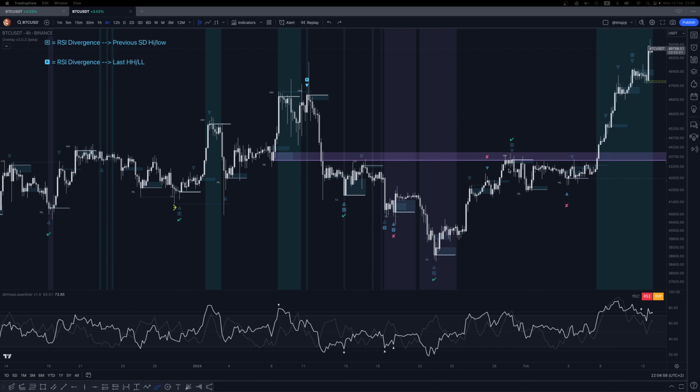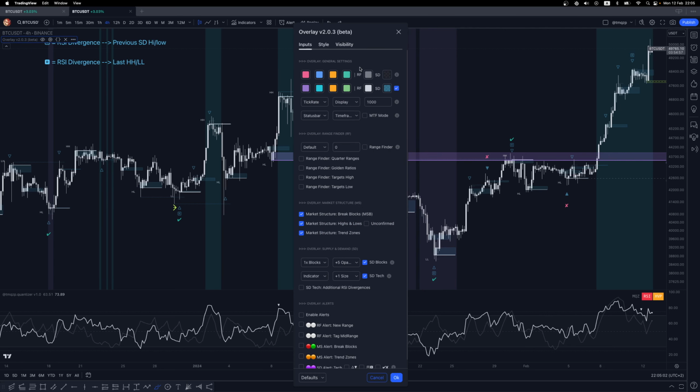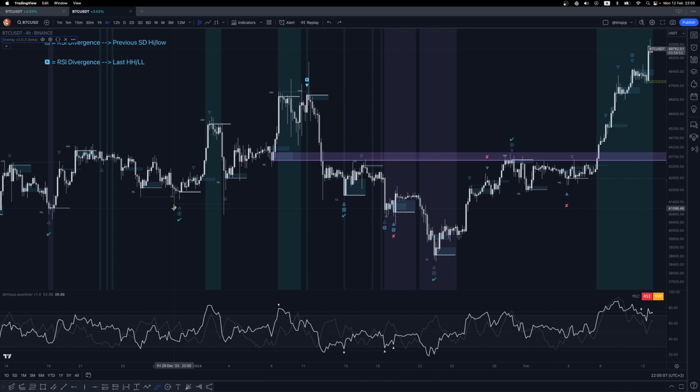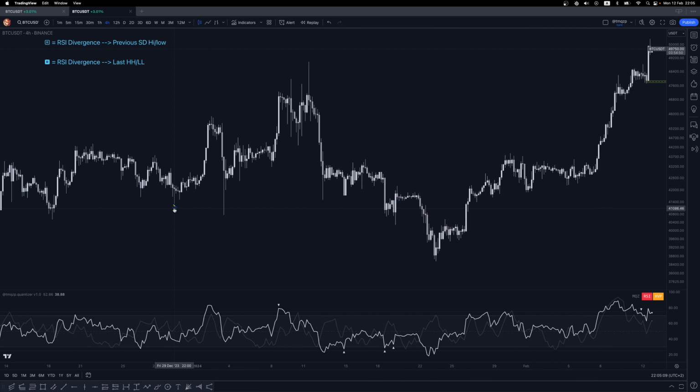Yeah, so SFP plus experimental mode is gone. It's no longer there. It was just, as I said, experimental. I was just testing some stuff out, but that's now been replaced.